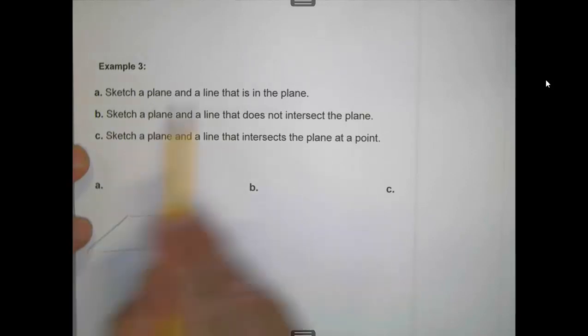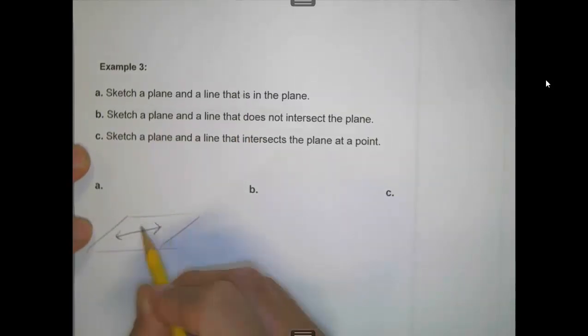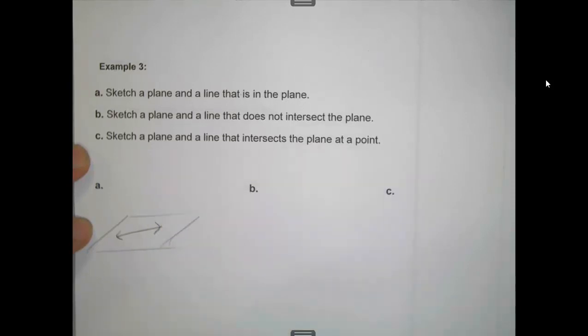It looks like a parallelogram, and then a line that's in the plane, just put it on an angle so that the line doesn't go off the parallelogram at all, and that will be good enough. Here's a plane and a line that's on the plane. You can name them if you want, but it didn't say to, so that's good enough.